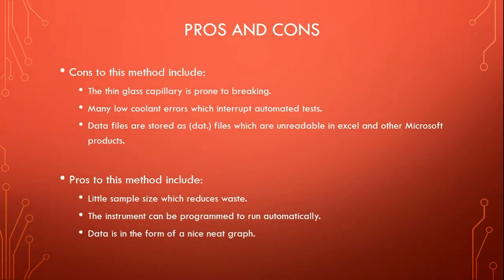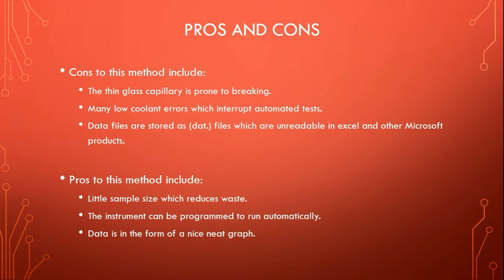Pros and cons to using this method. The cons of this method are the thin glass tube is prone to breaking, especially with this instrument. This instrument gave very many low coolant errors which interrupt the automated processes. The data files seem to be stored as DAT files, which are unreadable in Excel and other Microsoft products. So the only way to really get the graph off of it, I found, is to take a picture of it and just crop out the undesirable information.